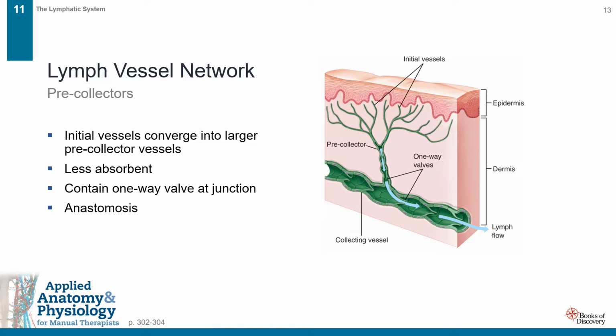In several regions of the body, multiple precollector capillaries are arranged end to end, similar to the arrangement of a capillary bed in the cardiovascular system. This end-to-end arrangement forms a structural feature called an anastomosis. The precollectors in anastomoses essentially do not have valves, meaning lymph can flow in either direction. The importance of this feature is discussed in a later lecture.